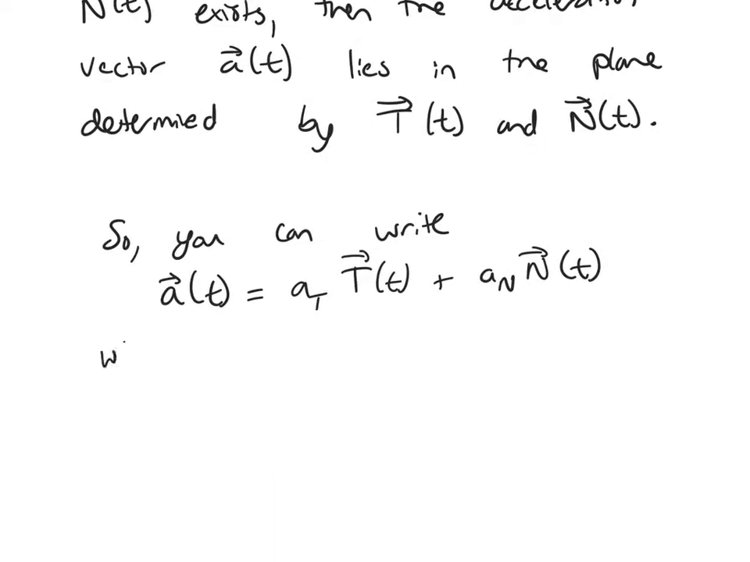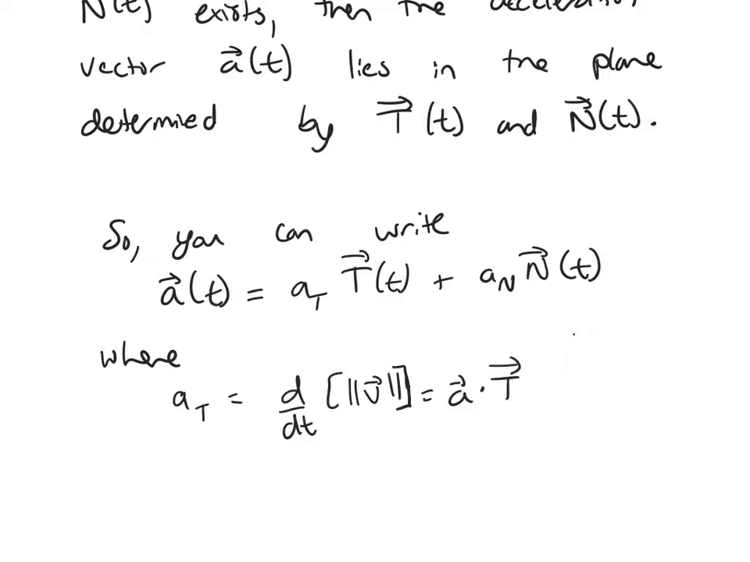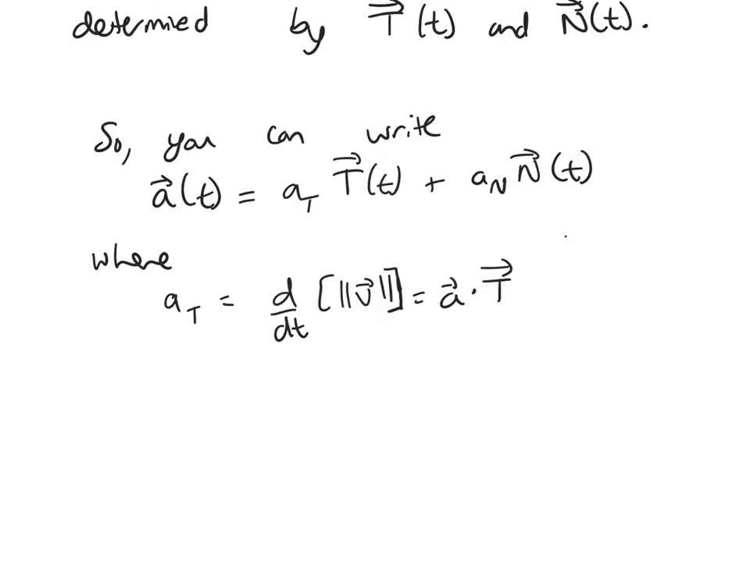where this coefficient a sub t, the way we find it, it's the derivative of the magnitude of the velocity vector. Or another way we can find it is it's the dot product of a and t. And if you need a third way to compute it, it's the dot product of velocity and acceleration over the magnitude of velocity.